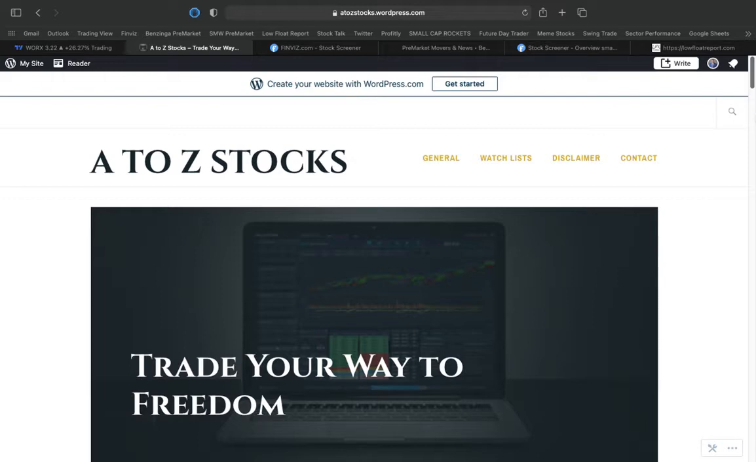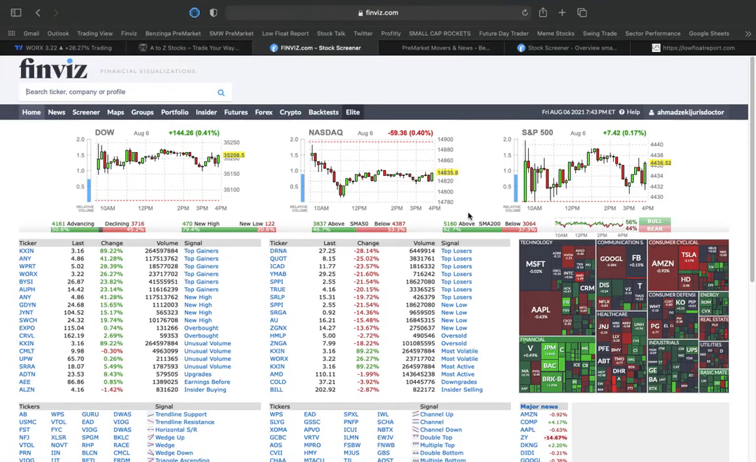So one of the first things I like to do is look at overall market structure and sentiment, right? So what's the market doing? Is it trending up for the day? Is it sideways, consolidation? Is it in a downtrend? What's going on? One of the websites I like to take a quick peek at is Finviz. It gives you a good snapshot of what's going on with the Dow, the Nasdaq, and the S&P for the day, the three major indexes traded on the U.S. markets.